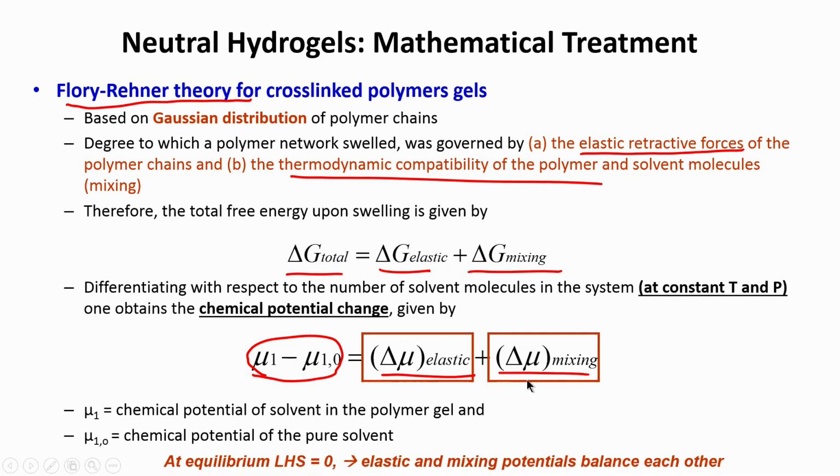But we know at equilibrium it will not really change its state. So, basically it would have attained already this balance between these two forces. So, we know that at equilibrium the left hand term, which is the change in the potential, will become 0. So, that means that then the elastic and the mixing chemical potential change will have to be equal so that they balance each other out.